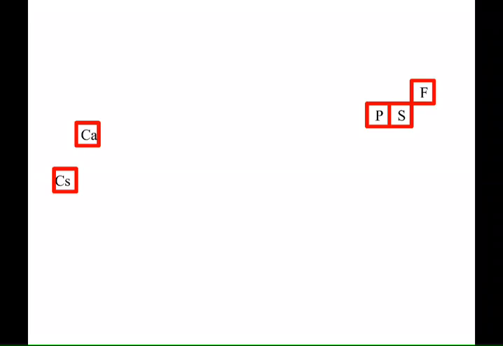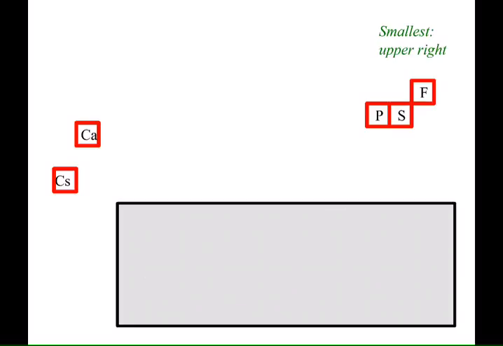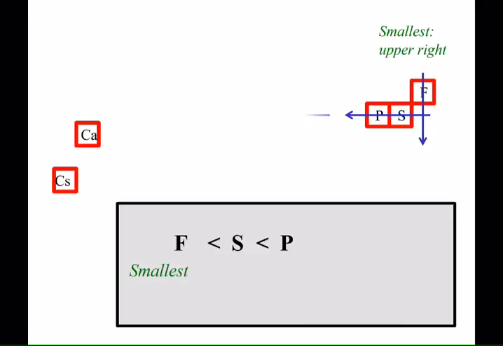So here's what we did. Fluorine is going to be the smallest, in the upper right. Cesium is going to be the largest, in the lower left. I'm going down to the period below fluorine. We're going to pick up sulfur as the next smallest, and phosphorus gets a little bit bigger. Calcium is a little bit bigger than that. And the biggest one is cesium.